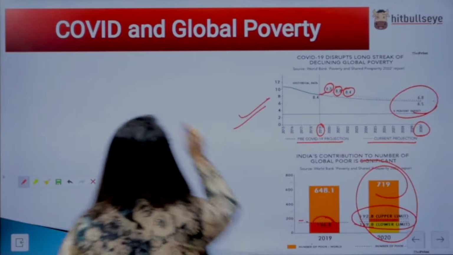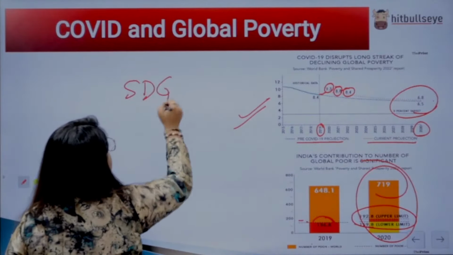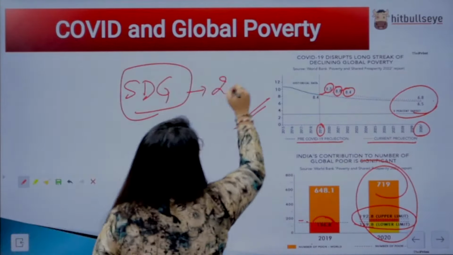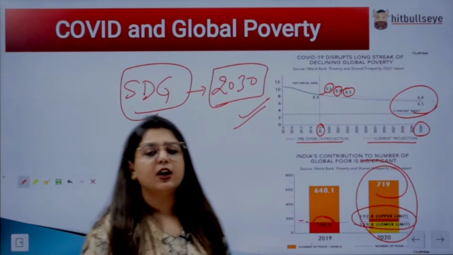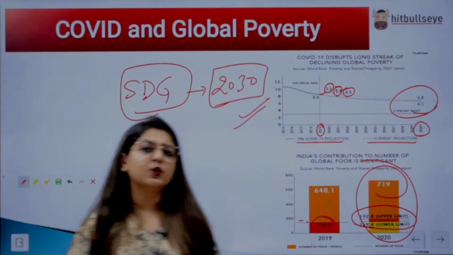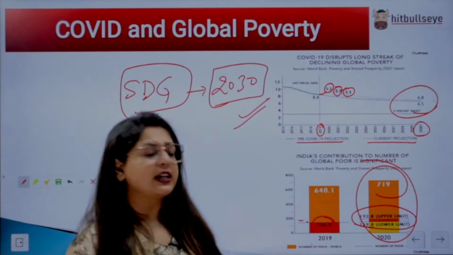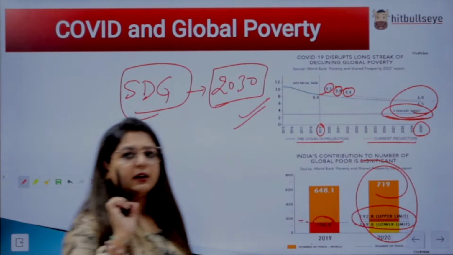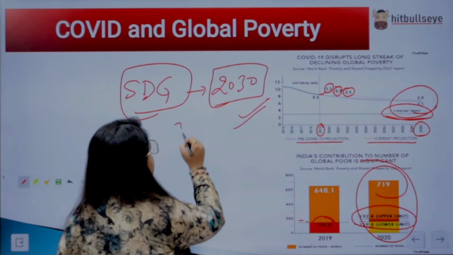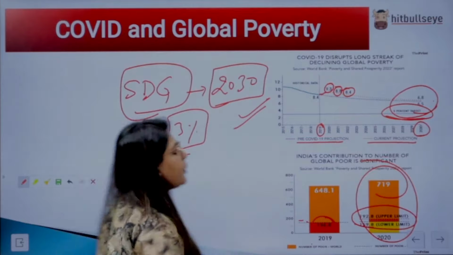But our sustainable development goal, the SDG, which is to be realized by 2030. So under the sustainable development goals, we had projected our overall poverty percentage to be only 3% of the total world population.